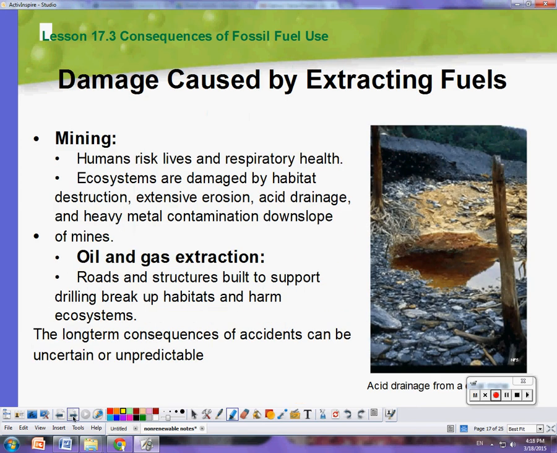Damages caused by mining. So we're looking at mining. A risk of lives, huge respiratory issues. Black lung disease is from mining. Habitat destruction. Erosion, acid rain, heavy metal contamination, especially downstream. It produces the runoff. With oil and gas, you have habitats and ecosystems harmed, long-term consequences, especially with, like, now we're seeing that earthquakes are a problem, that there's sinkholes. So when they say long-term problems, it means they don't really know, but they know it's bad.